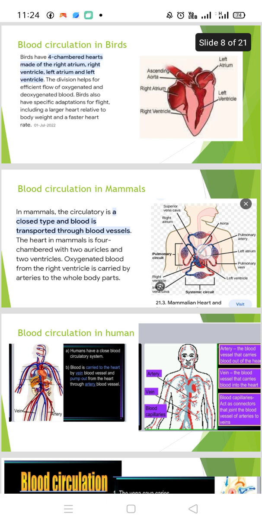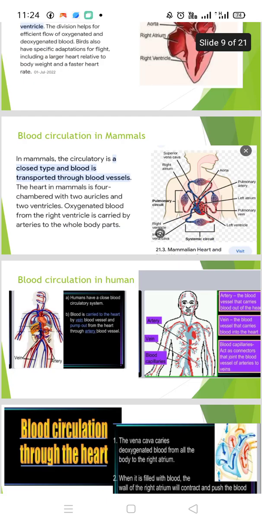Blood circulation in mammals. In mammals, the circulatory system is a closed type and blood is transported through blood vessels. The heart in mammals is 4 chambered with 2 auricles and 2 ventricles. Oxygenated blood from the left ventricle is carried by arteries to the whole body parts.